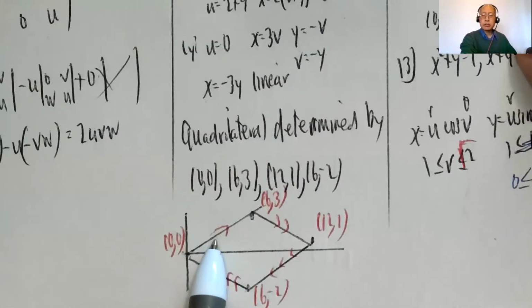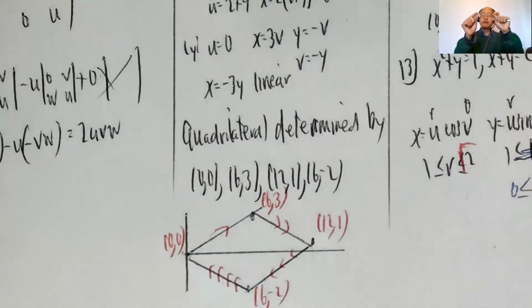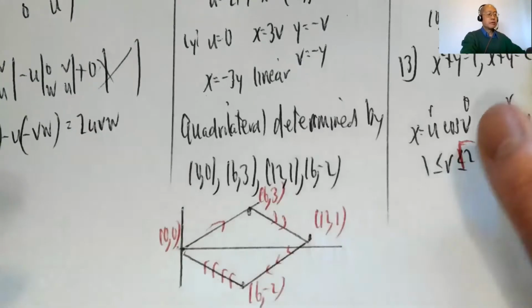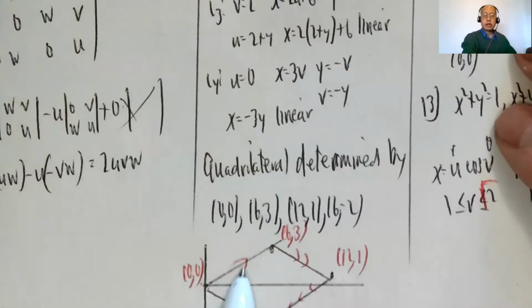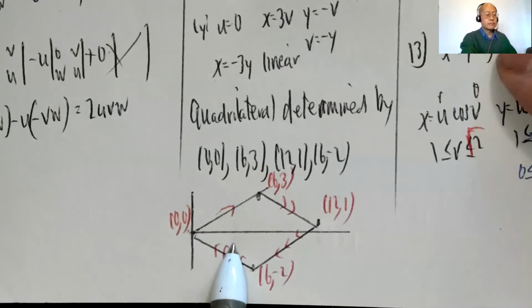So remember in Calc 1 and 2, right? Your interval was from 3 to 10, and then it got changed from 7 to 45 or something like that. Now, multivariable, this rectangle gets transformed to this quadrilateral. Okay.